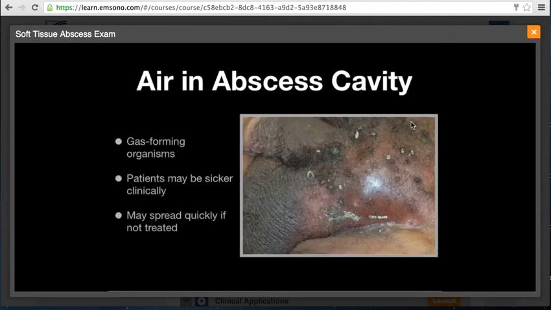We talked about in other modules, you always want to be looking for air in the wrong places. That implies a gas-forming organism, and these patients may be sicker clinically, and these infections may spread more quickly if not treated. Here was a man that came in. He was a diabetic. He was tachycardic, febrile, and had this indurated and possibly fluctuant area in his right inguinal region.